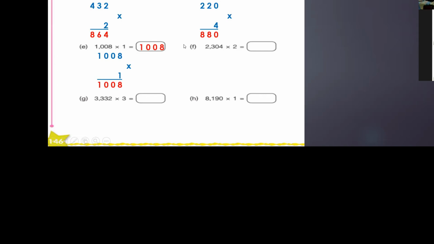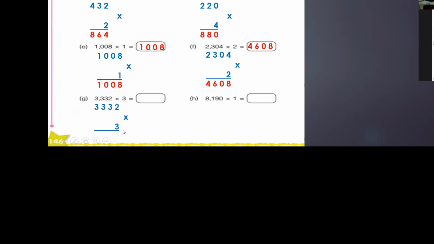Okay, so we have letter F. We have 2,304 multiplied by 2. So let's multiply. 2 times 4 is 8. 2 times 0 is 0. 2 times 3 is 6. And 2 times 2 is 4. So the product of 2,304 times 2 is 4,608.